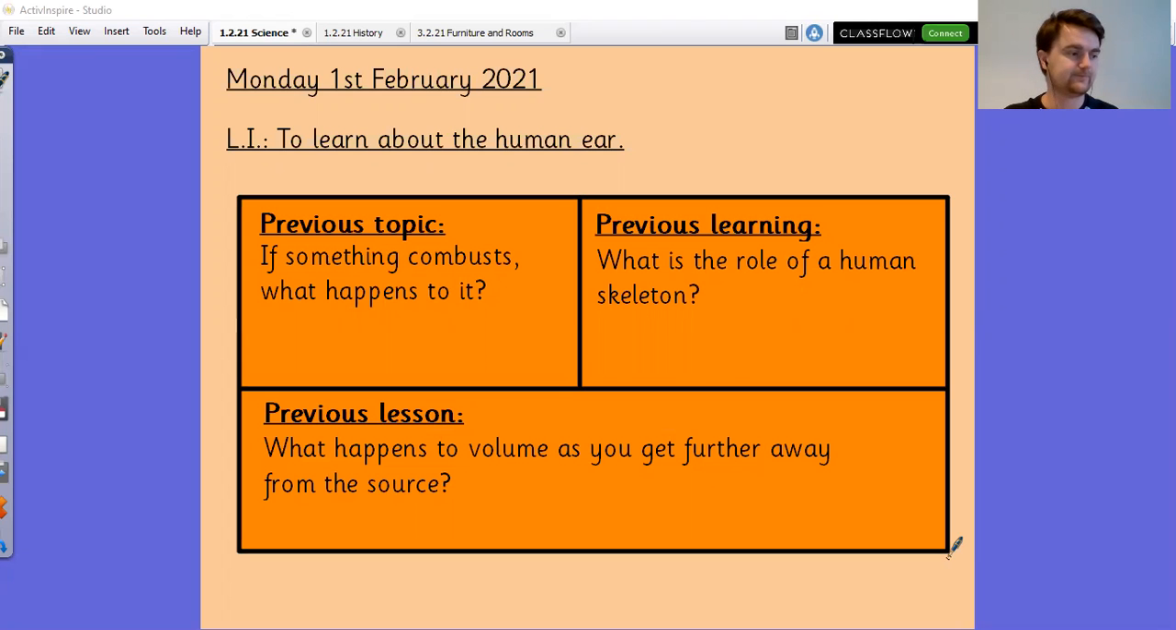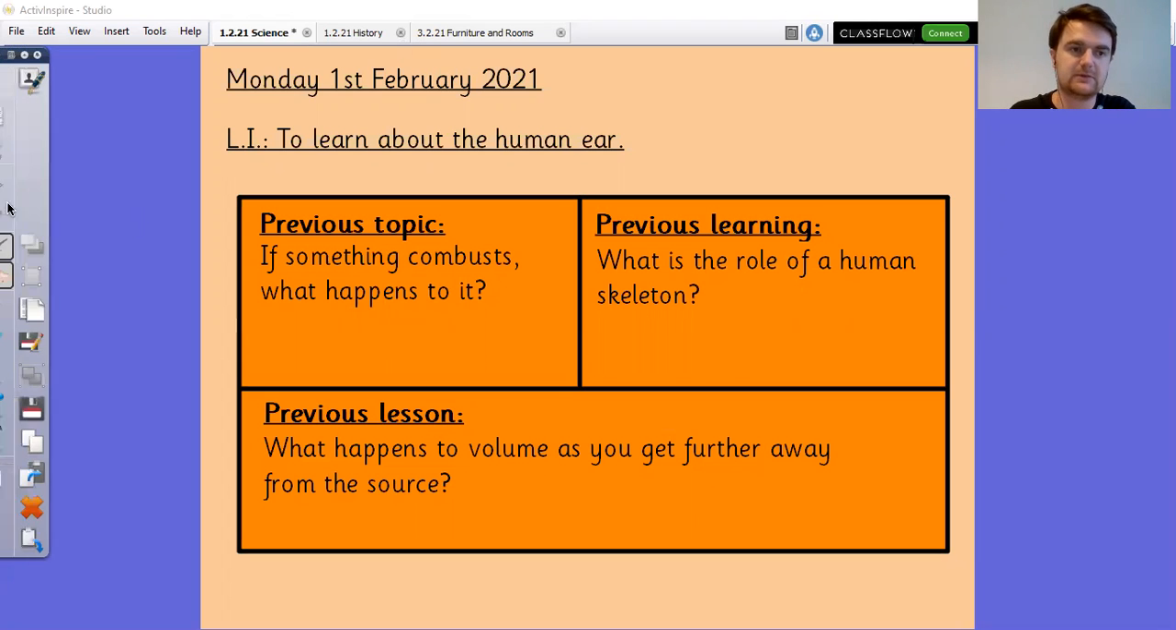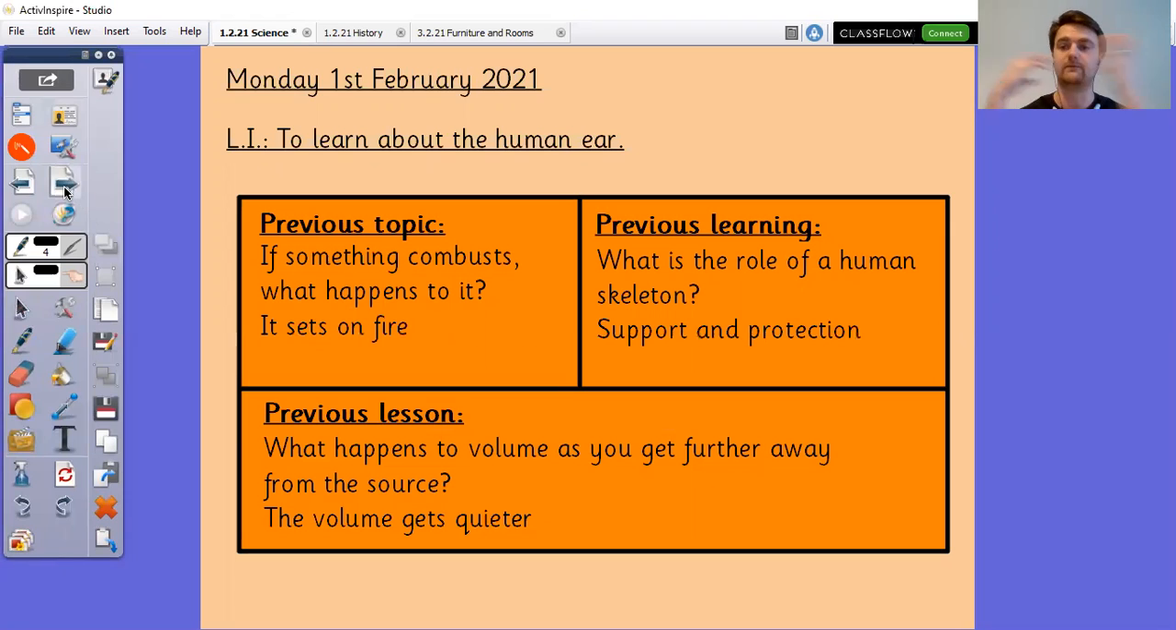Okay, so if something combusts, it means that it sets on fire, it bursts into flames. The role of the human skeleton is support, so it holds you upright, and also protection, so your ribs protect your lungs and your heart and things like that. What happens to volume as you get further away from the source? The volume gets quieter because the vibrations get weaker the further away that you get.